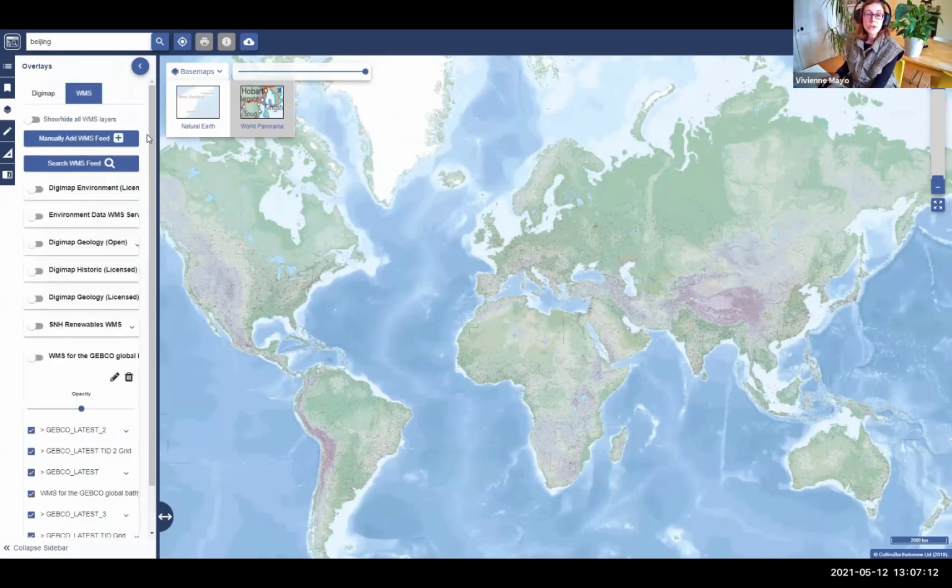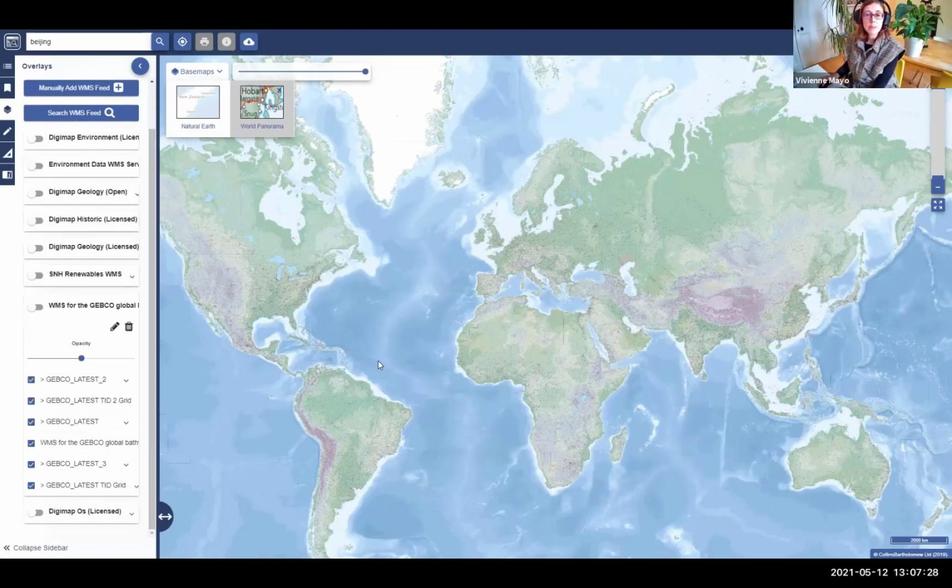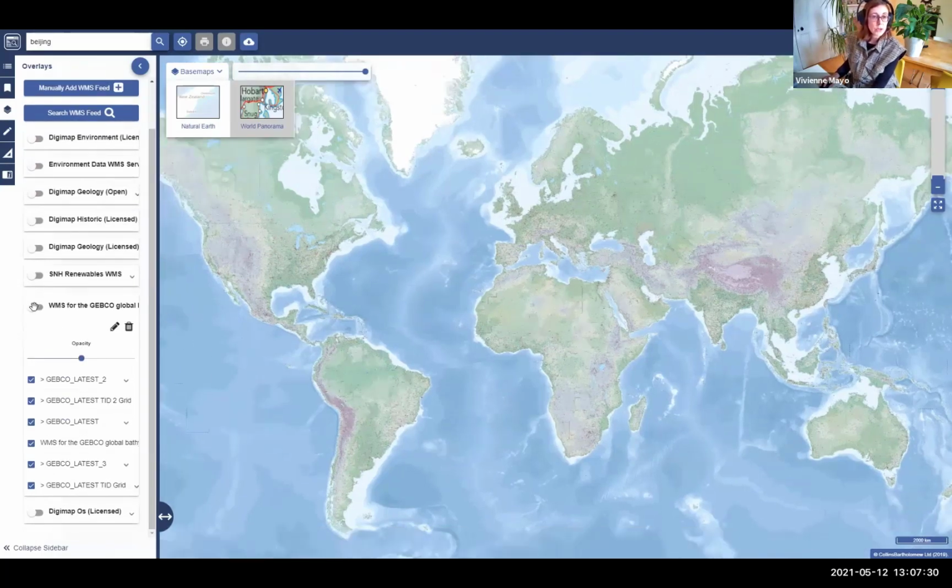In here, you can add in a web map service from another data provider. You can also add in the other Digimap collections. So if I was working in Britain, I could combine the OpenStreetMap data, for example, with geological data. But because it's Global Digimap, I found a web map service for global bathymetry. I'm just going to turn that on, and hopefully you should see a difference in the map.